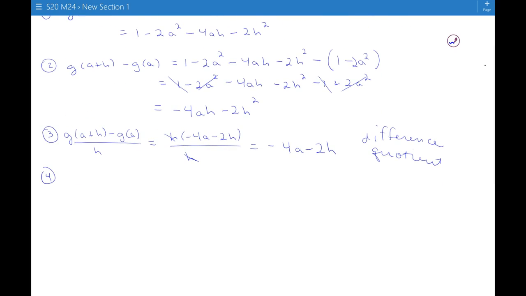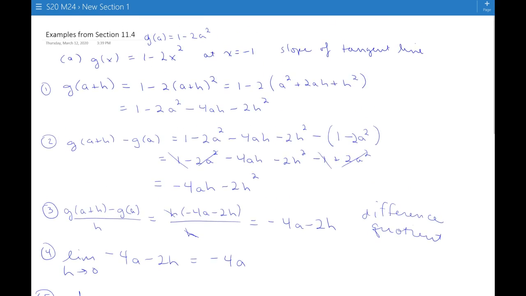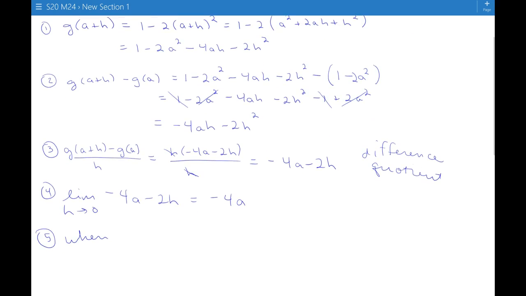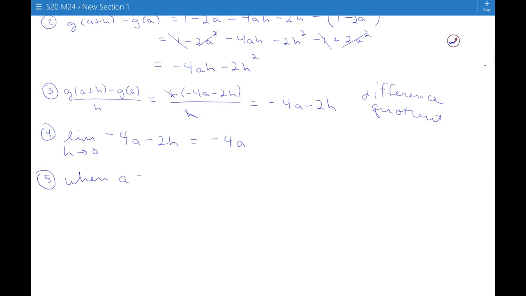And then the next step is to do the limit as h goes to 0 of the result from step 3. So that's of -4a minus 2h. So that's going to be -4a. Then the very last step is, and this was when x is -1. So it's when x or a is -1, whichever variable you're using, doesn't matter which one you call it. So -4 times -1 equals 4, and this is m, the slope of the tangent line.